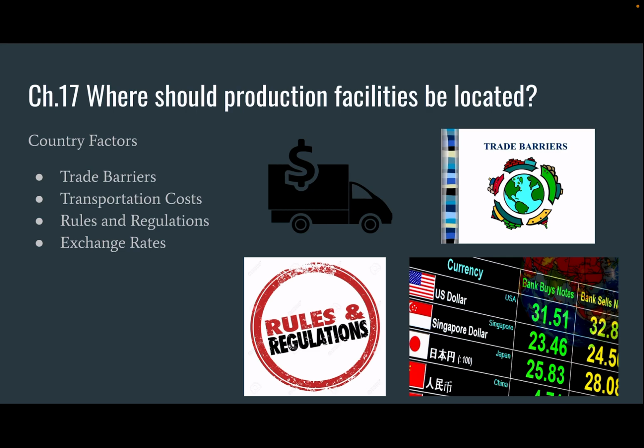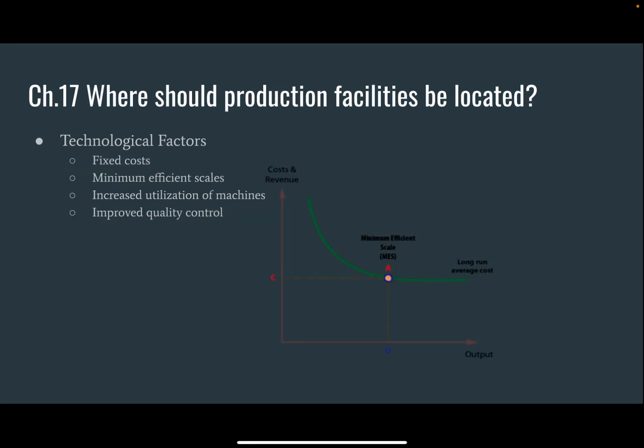Next is the exchange rate. Is the currency of the country worth more than other countries' currencies? If so, this might determine how well or how much they can sell a certain product. All these factors together give a business a general sense of what they need to account for when opening up another area. Next would be technological factors, something like fixed costs.